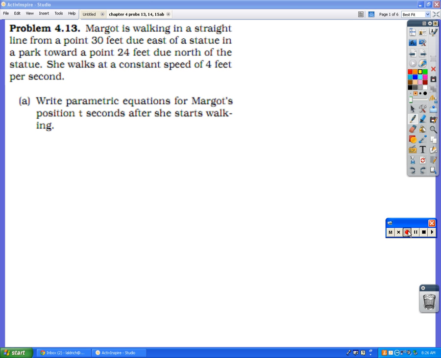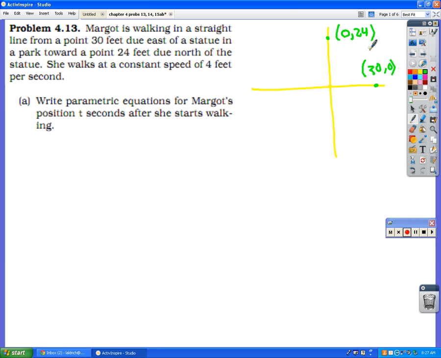Okay, Margo is walking in a straight line from a point 30 feet due east of a statue in a park toward a point 24 feet due north of the statue. And so we don't really care that it's a statue. What we care about is that she is starting right here at (30, 0), and she is ending right here at (0, 24). Does that make sense? Yes. Okay, write parametric equations for Margo's positions t seconds after she starts walking.